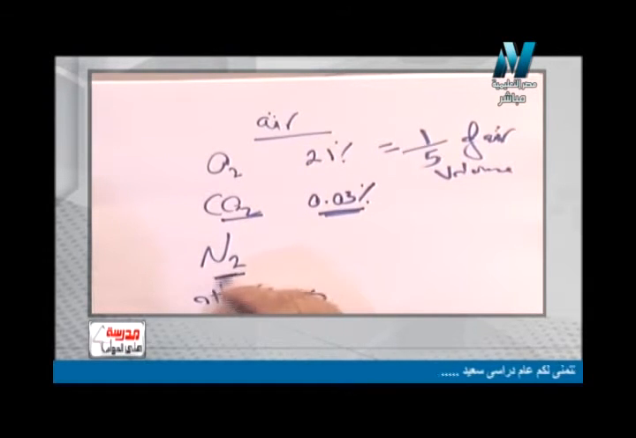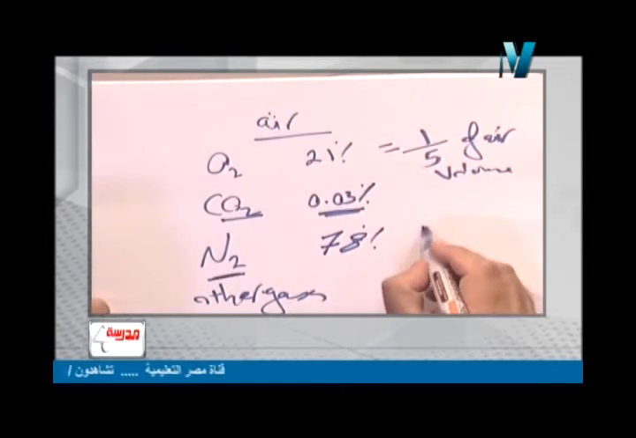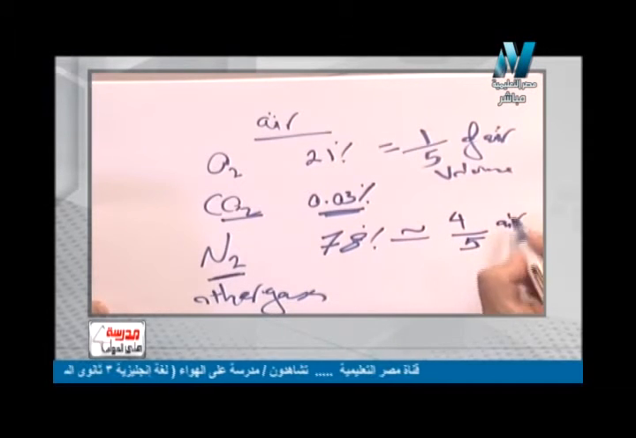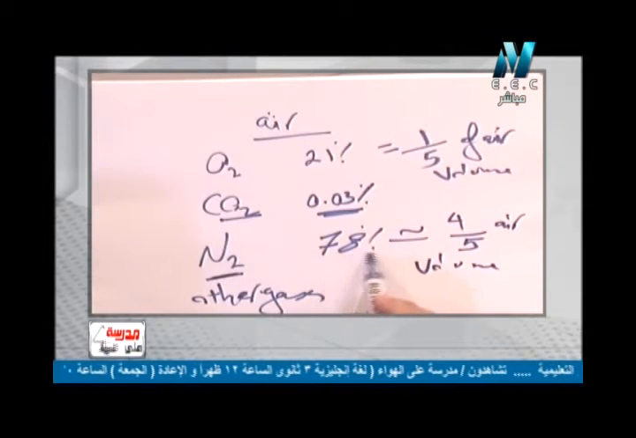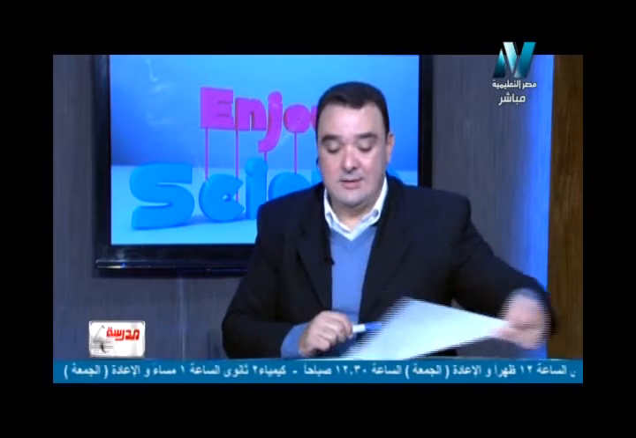So what about nitrogen gas, the gas of today? It occupies 78%, or approximately 4/5 of air volume. So we can say that nitrogen gas is the most abundant gas in the air. So we can prepare nitrogen gas today from the air itself.